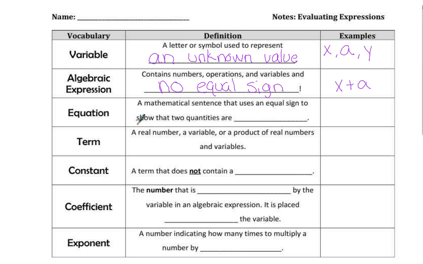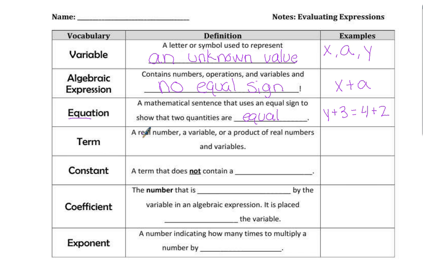The next vocab word is equation. And we also know equation from our last test. It starts with EQUA, like equal. The definition is a mathematical sentence that uses an equal sign to show that two quantities are equal. So we will have an equal sign with this one. For example, we have y plus 3 equals 4 plus 2. There is an equal sign in the middle, showing that this is an equation.